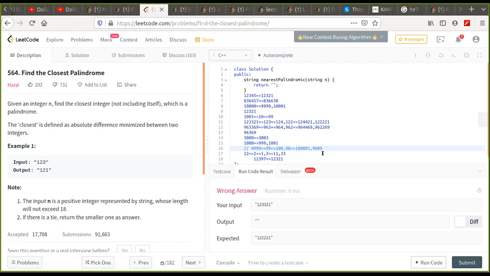Then Puneet is asking about number 8. For a single digit number, we could return 7 only. We could always return 7, because we need to return a number less than it, so 7 works for all of them.